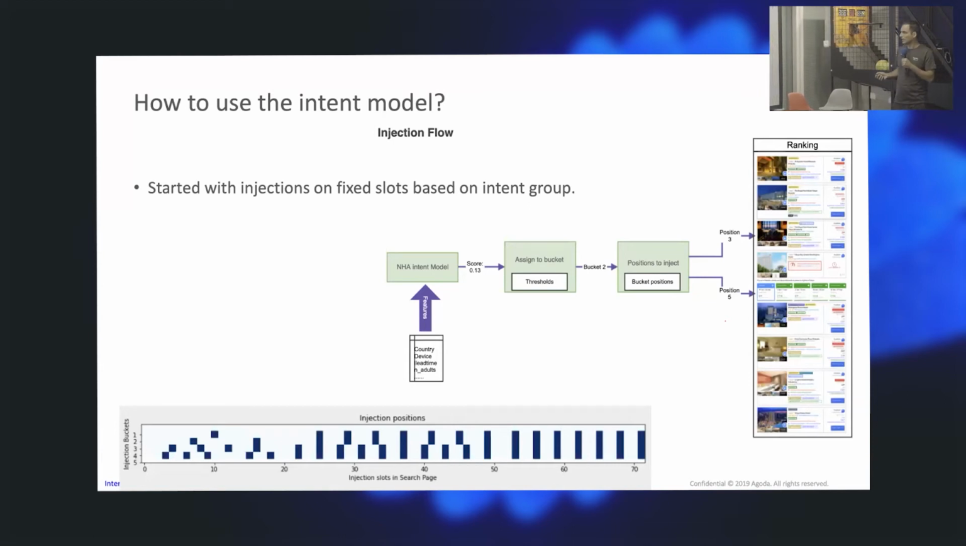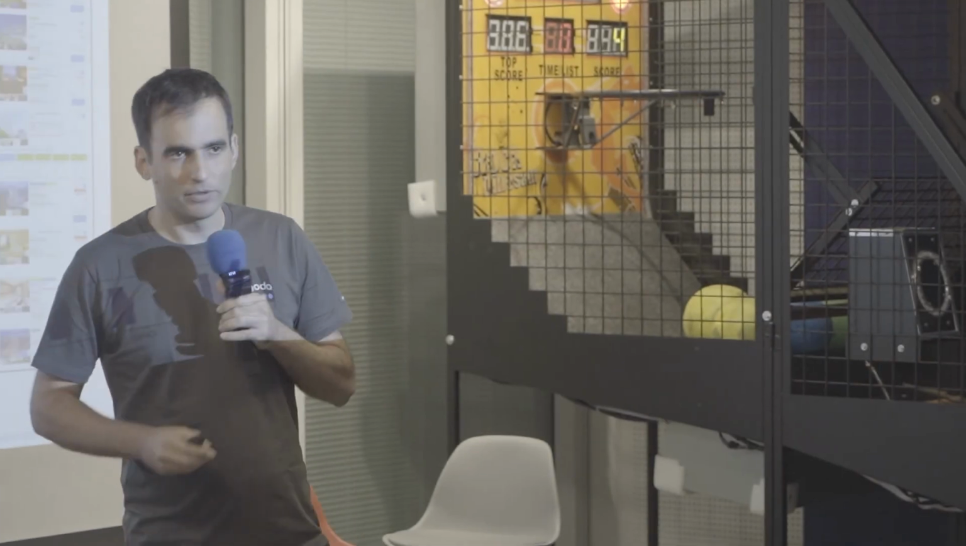Okay? So what you see here is the injection slots that were initially hard-coded for each one of the 5 groups. If you're in group 5, you have the highest intent, you will start seeing NHA properties at a very high rank. In the top 10, you will get like 3 NHA properties to begin with. So this is how we started using it. So we injected the properties.